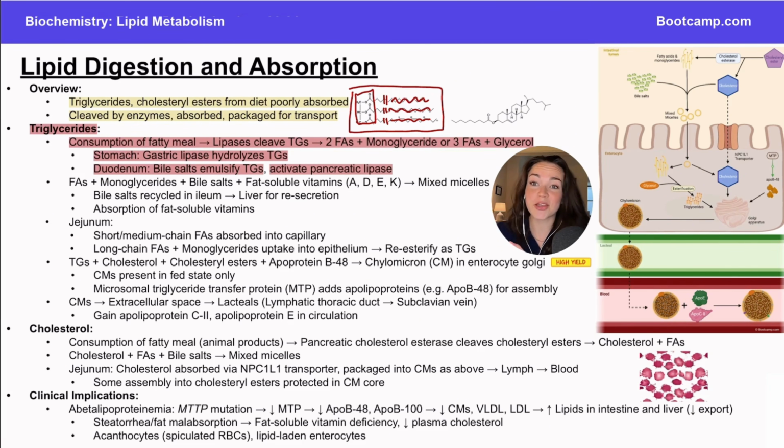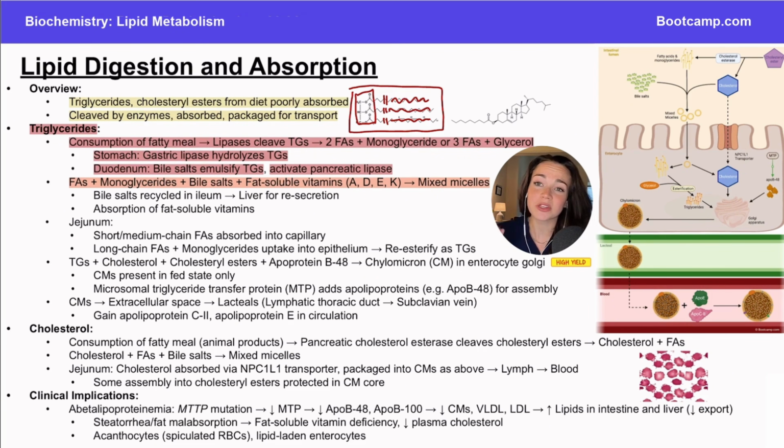Next thing to do is take all of our pieces and put them into a moving box. And here, the moving box is going to be called a mixed micelle. And these mixed micelles are just packages of all of these lipid materials that we're trying to absorb. So we had our fatty acids and our monoglycerides that we talked about from the breakdown of those triglycerides. We also had those bile salts that were helping to emulsify everything, as well as our fat-soluble vitamins. So those are vitamins A, D, E, and K. We consumed some of those too when we took in that fatty meal. And all of those things are going to be packaged into this box called the mixed micelle.